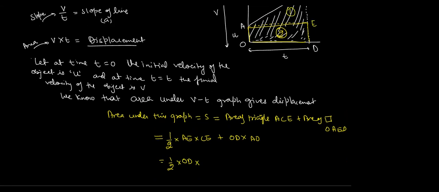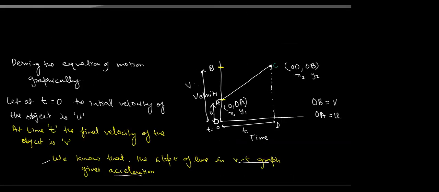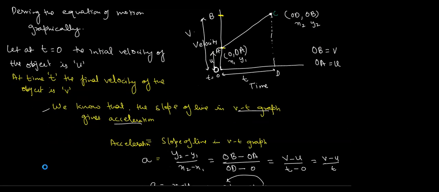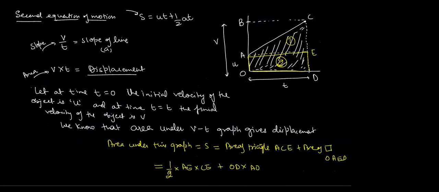Since C is nothing, what is CE? CE is what we get if we subtract this length from this one, and we will get the value of this one. CE is obtained if I subtract OB, because CD is equal to OB.